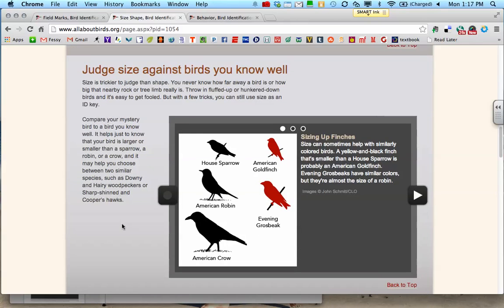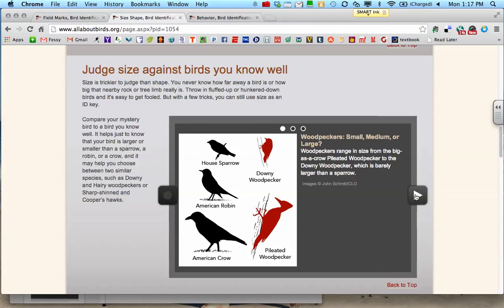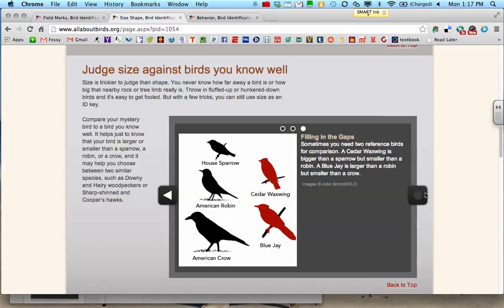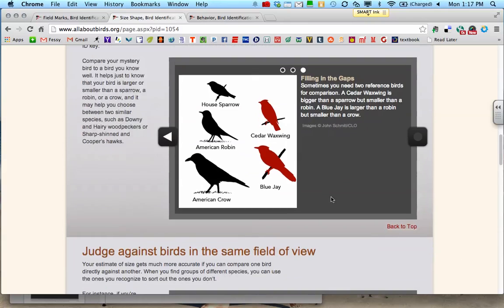Here are the sizes, judging the size against the birds that you know. Sparrow, robin, crow are our 3 sizes, and so you'd have these goldfinch and grosbeak that would fill in. There's a downy woodpecker that we'll look at. It's actually a sparrow-sized bird, quite a small bird. And then there are birds that may actually fit in between, in which case you'd refer to them as sparrow or robin. Bigger than a sparrow, smaller than a robin.